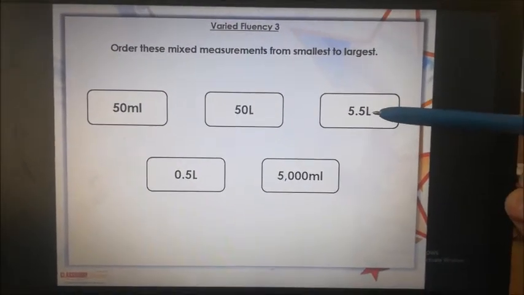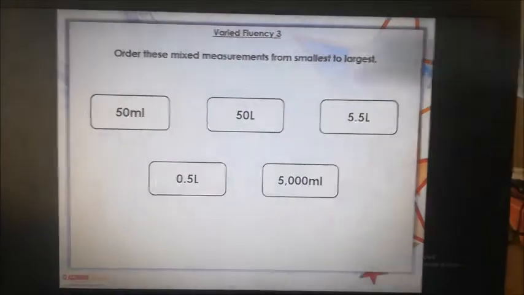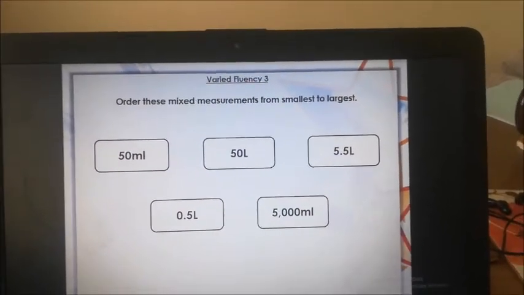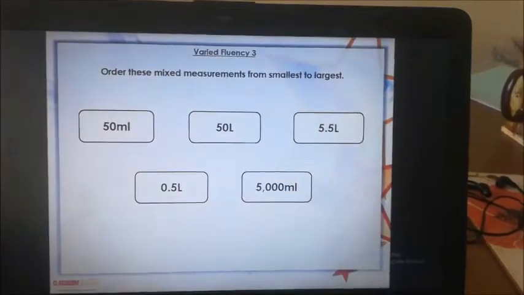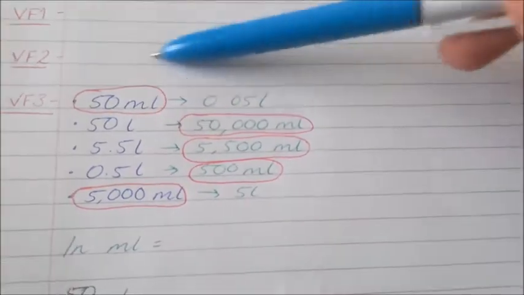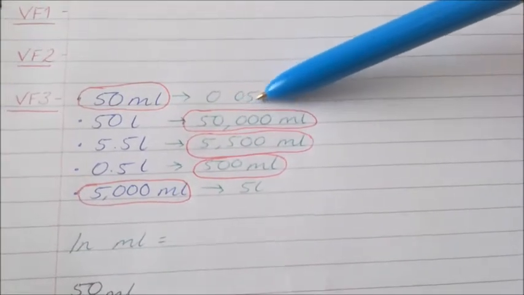The problem we're faced with here is that we've got some in litres and some in millilitres. So we need to convert them all into the same unit of measurement, either millilitres or litres. I've started down here. We've got 50 millilitres. How many litres is that? I've worked that out. That would be 0.05 litres.